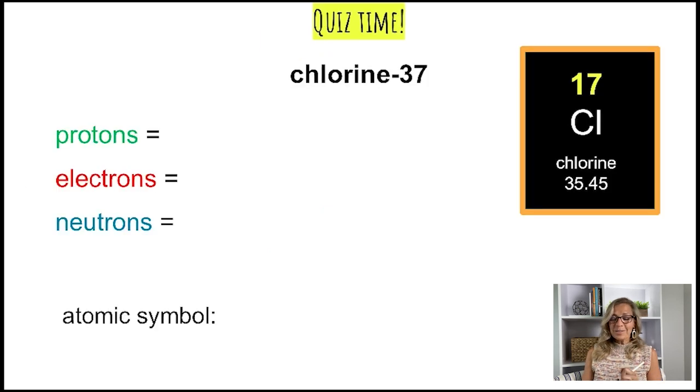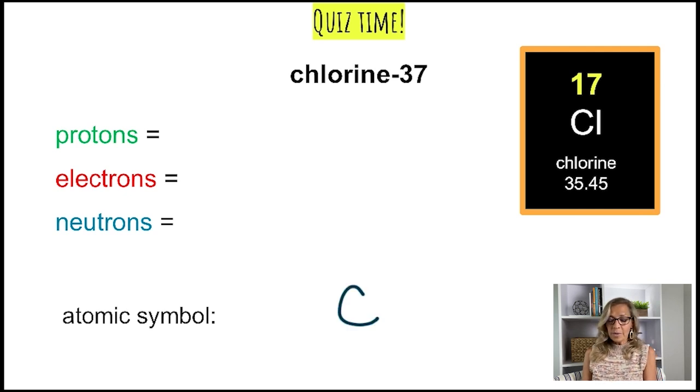Now, one more. Let's do a little quiz here. I'm going to give you an isotope. This is chlorine 37. And I've already given you the little box for the periodic table. So let's see if we can break this down and determine all of the particles of this isotope. I want to drop down and do the atomic symbol first. I think this would be a little easier.